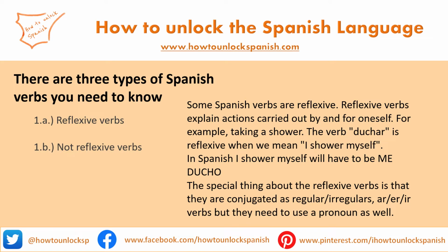You look at the mirror and you receive the reflection of the mirror. For example, taking a shower. The verb duchar is reflexive when we mean I shower myself. In Spanish, I shower myself will have to be me ducho. So the special thing about the reflexive verbs is that they are conjugated as regular and irregulars and ar, er, ir verbs, but they will need to use a pronoun together with the normal stem and ending.